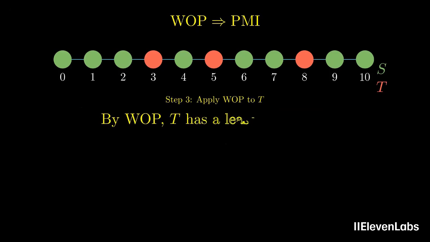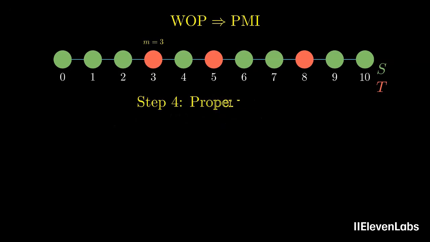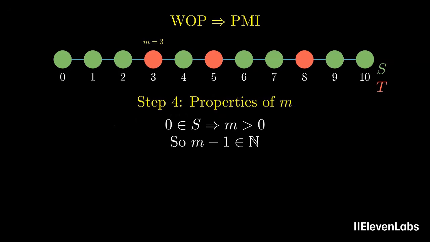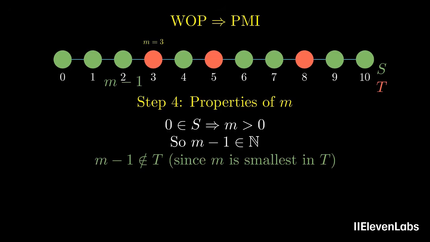It is the crucial step where the WOP comes into the picture to arrive at the contradiction. Next, let us analyze the possible values of M or properties of M. M cannot be 0, because 0 is in S, the complement of T. It means M minus 1 is a natural number, but M minus 1 cannot be in T, because M is the smallest element of T. It follows that M minus 1 is in S.